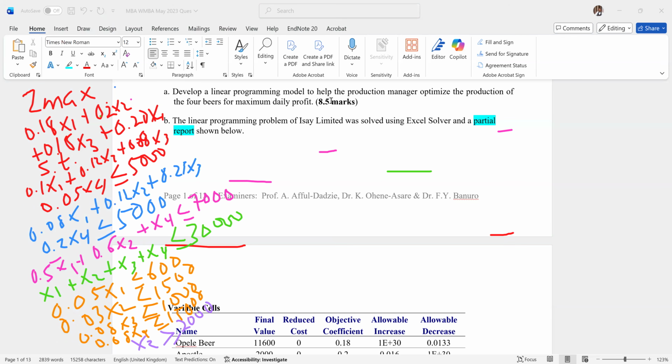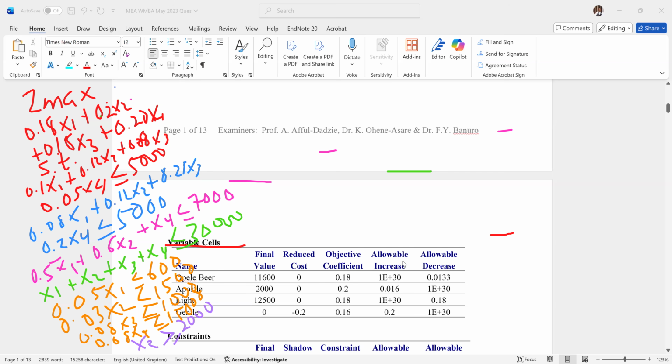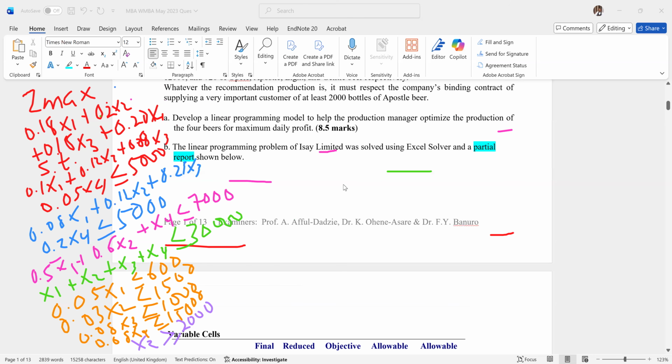What does partial report mean? Can somebody tell her? She's kept quiet all of a sudden. Please, partial report means that it's not the full report. So why will you go down to this? In the first place, this question is not a question where you will not have Excel report. So don't look at the Excel report. We are going to do this thing ourselves.